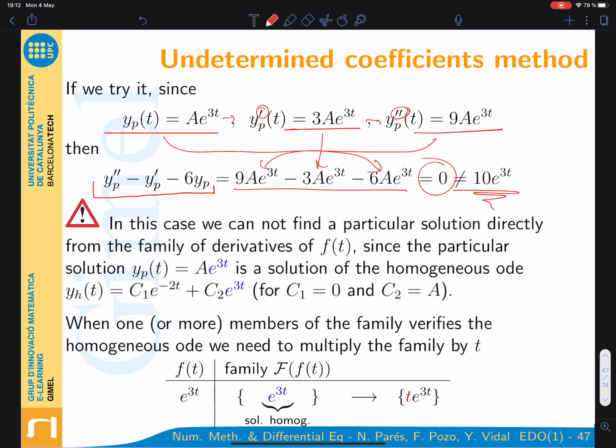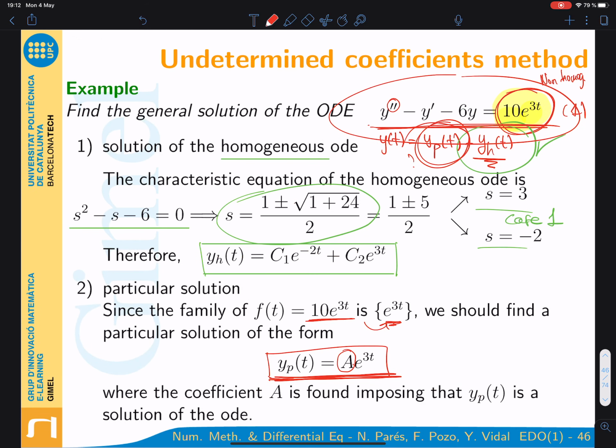I have decided to do this example because it's the very specific case where one of the homogeneous solutions happens to be f of t. So if this function here is already a solution of the homogeneous equation, of course, it cannot be at the same time a solution of the non-homogeneous. So, what can we do when this happens?